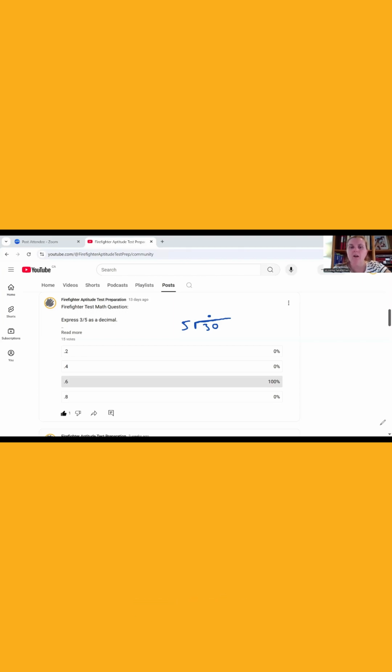zero remainder. 5 into 30 goes 6 times. 6 times 5 is 30, and you do get your zero remainder. So 3/5 expressed as a decimal is 0.6.